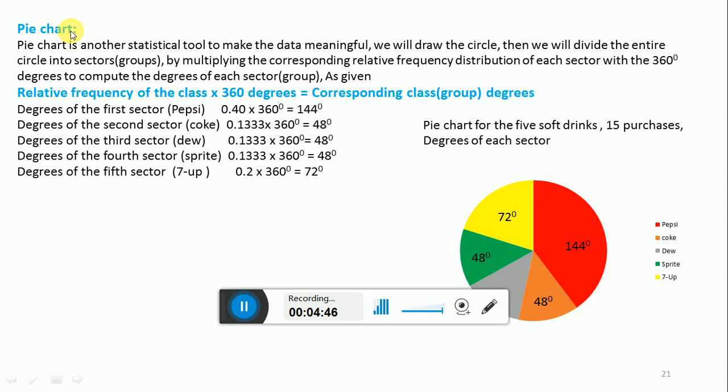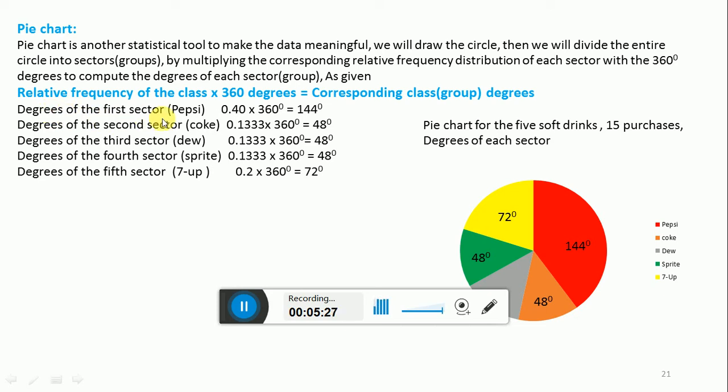The statistician will draw a circle and then divide this circle into groups, into classes. How can the statistician divide it into classes? By multiplying the relative frequency of the particular class with 360 degrees to compute the degrees of that class, as given. The relative frequency of the class multiplied by 360 degrees, where this is the sign of multiplication, is equal to the corresponding class degrees. I am putting a few examples to develop the degrees for the particular classes.